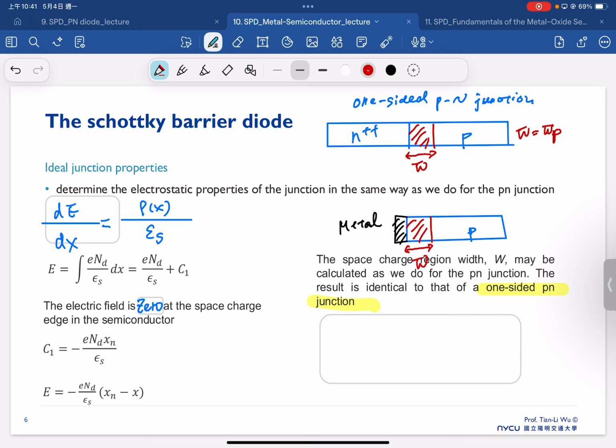So therefore in this case the W is still equal to WP. So that's why we can consider this the same and identical to the one-sided PN junction. So therefore we don't have to prove the equation again. We just borrow the equation where W is equal to Xn.